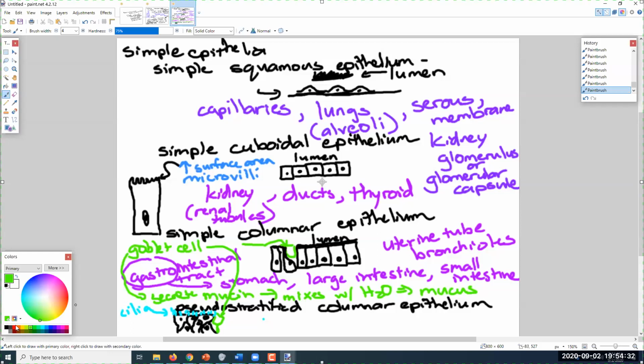And where would you find this? You'll find this in the trachea. You'll find it in the bronchi. So you'll find it in multiple different areas, okay? So trachea, you could say bronchi.